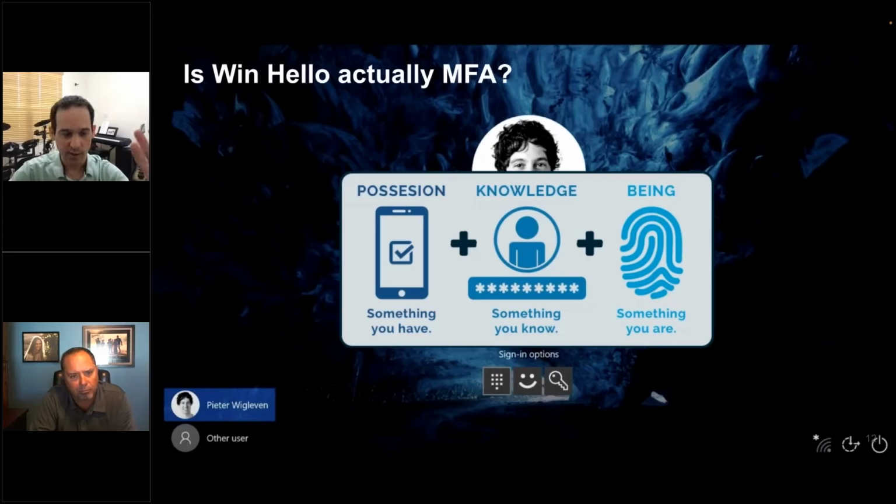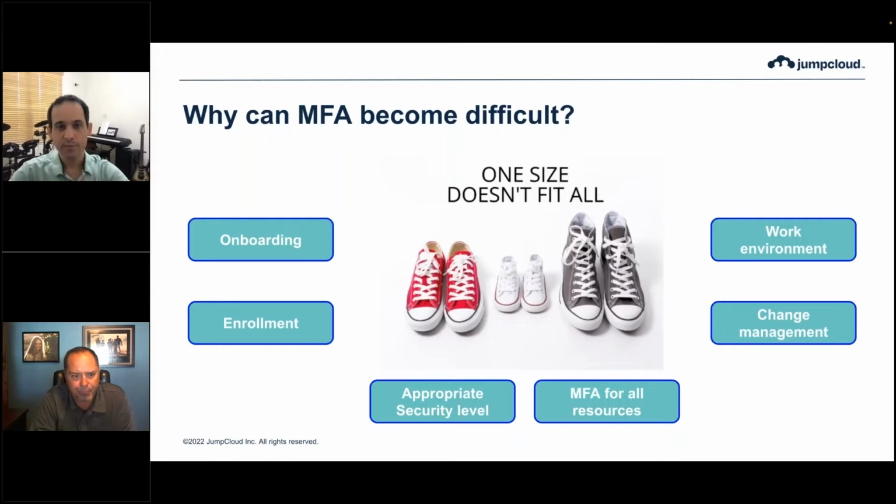So just a point for further thought and discussion later on. Let's talk about why multi-factor authentication can be difficult. Because if this was easy, we would see multi-factor authentication deployed in every single company, and it should be very simple to actually deploy. So let's talk about the challenges, and let's talk about how to overcome those challenges.